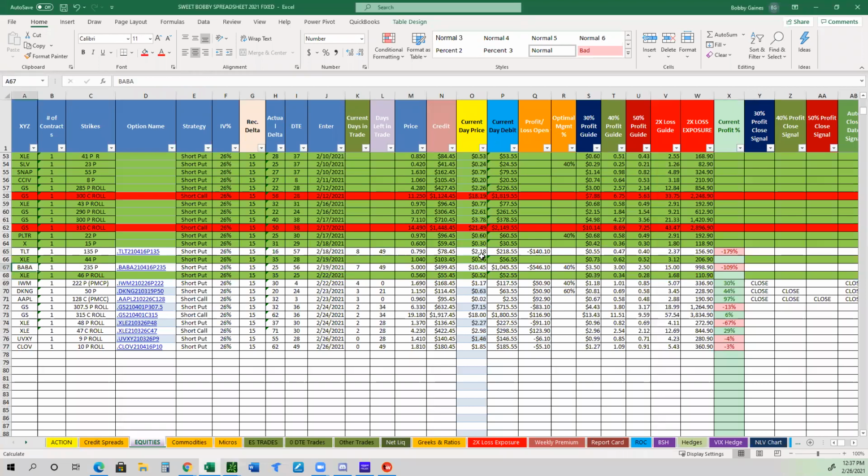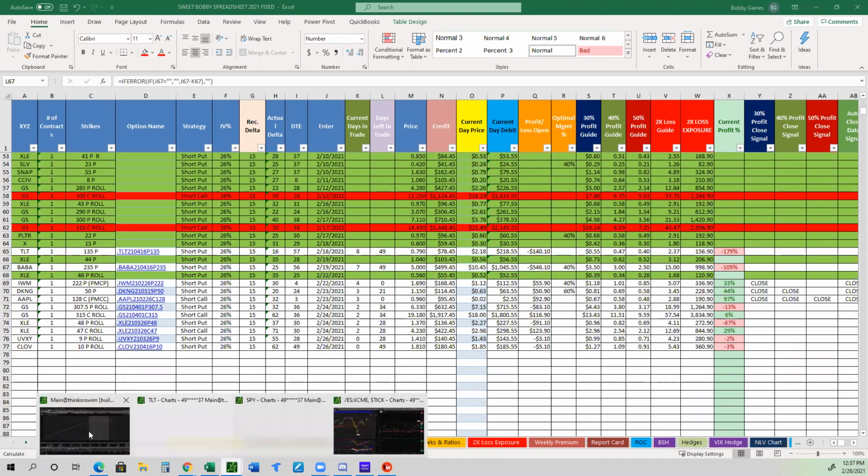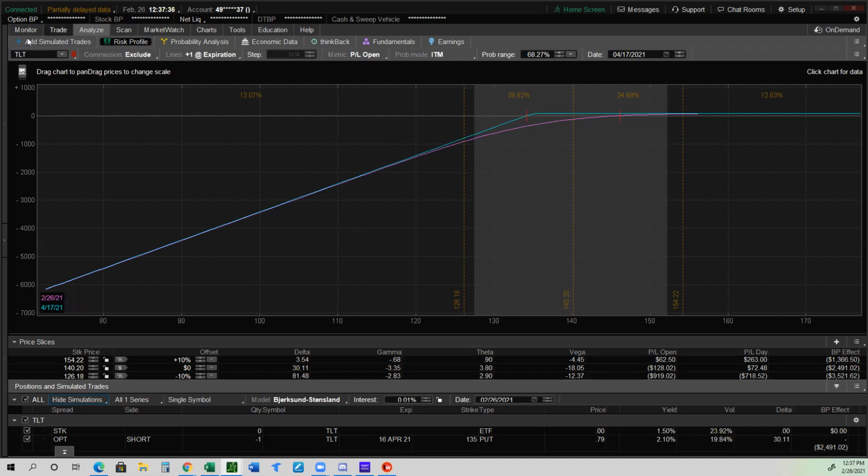Baba, what a stupid trade. What a stupid, stupid trade. I'm down $546 in Baba. Let's look at it. How many days do we got? Well, same as TLT. We got plenty of time in that trade. So let's see, first of all, what delta it's at. So let's look at our BABA.